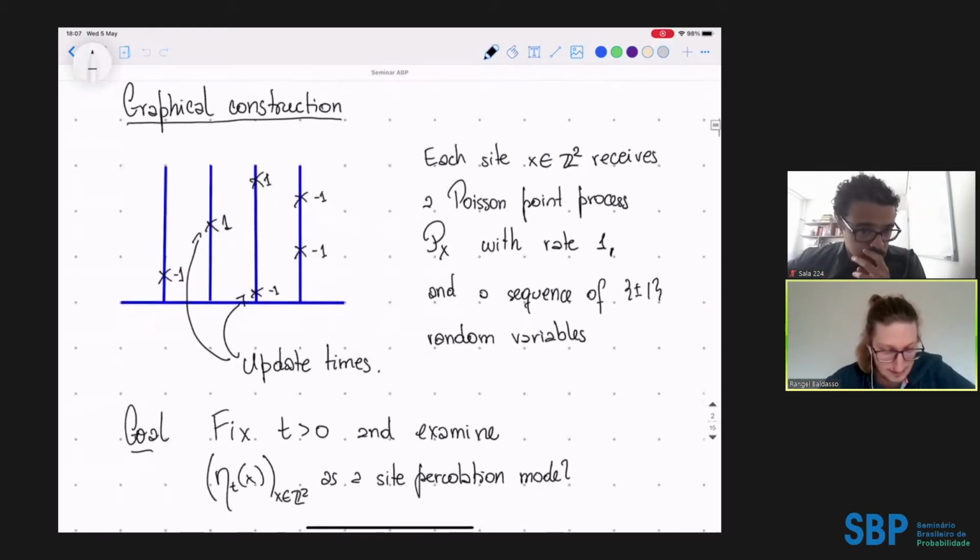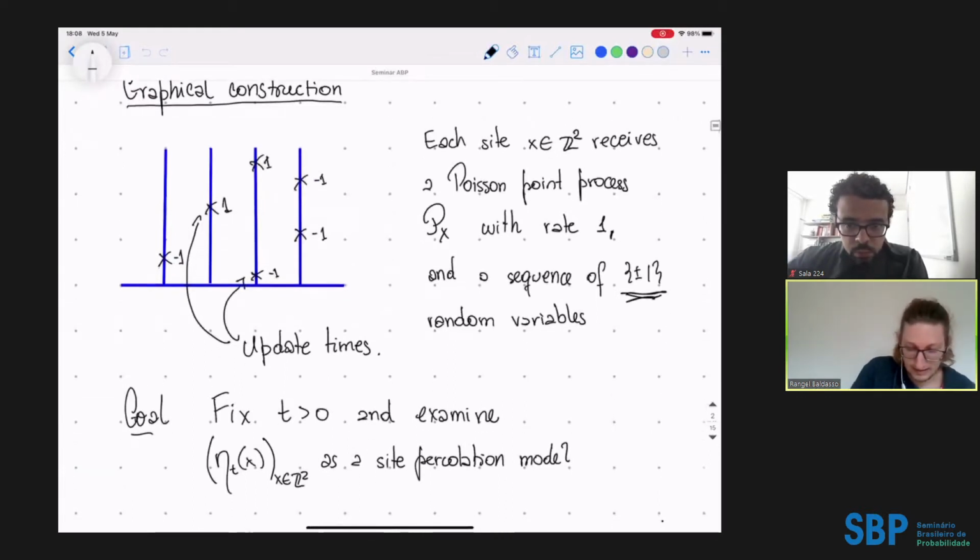Okay, so let's see a quick graphical construction here, which is very simple. You just take each site in Z2, which receives a Poisson point process. Let's call this Poisson point process Px, which has rate 1, and also a sequence of ±1 random variables, which are used to update the opinions in case of a tie.